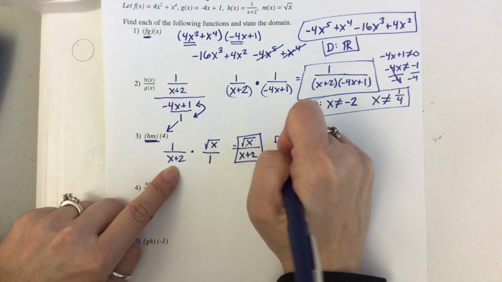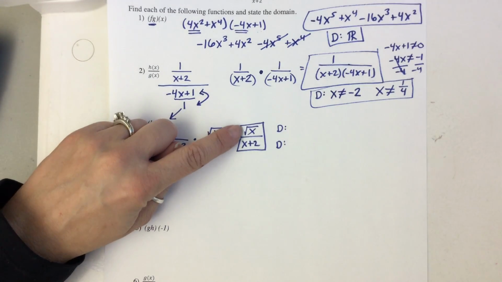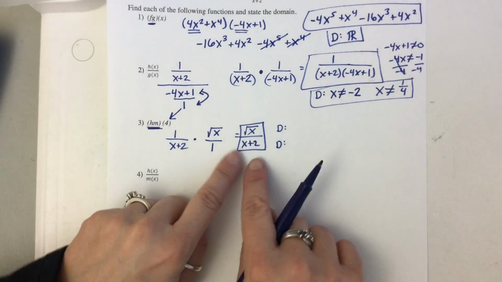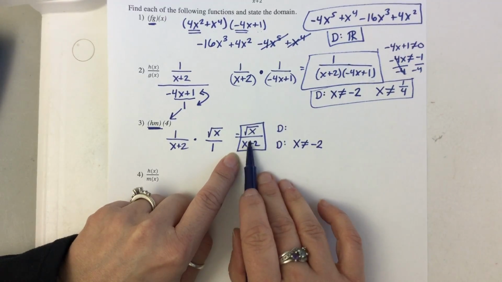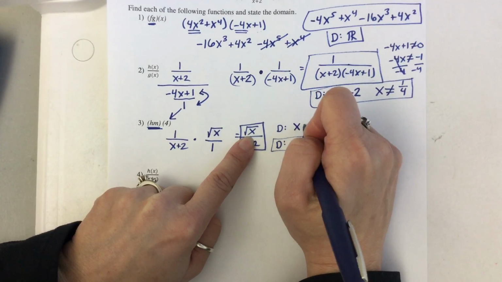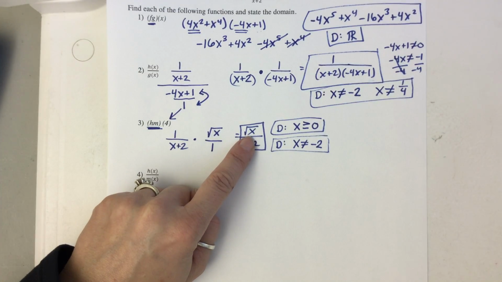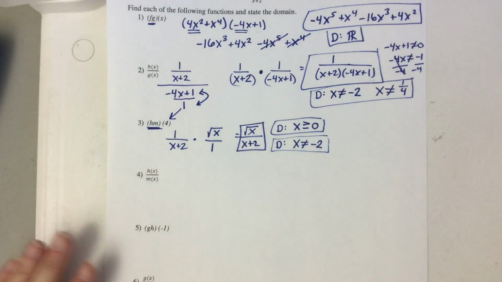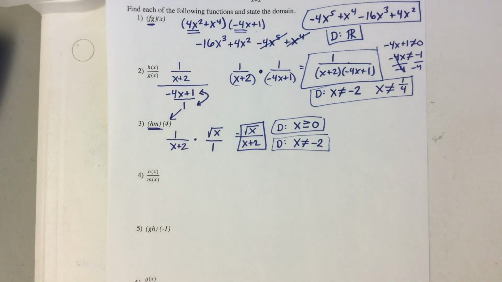Now, I have 2 limitations for the domain. The reason why, I have a square root and I have a denominator. So on the bottom, x can never equal negative 2, because negative 2 plus 2 is 0. But on the top, x must be greater than or equal to 0, because you cannot have a negative there. Okay, so your domain, x must be greater than or equal to 0, otherwise that becomes imaginary.